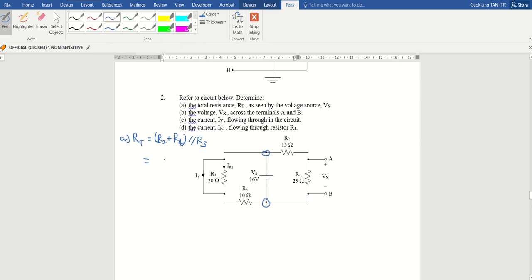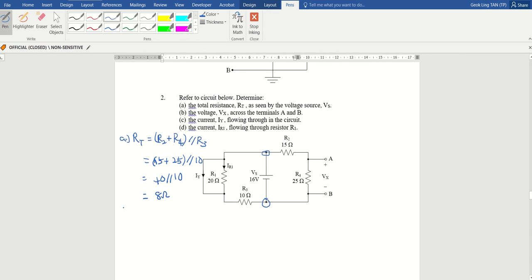Okay, so with that, you substitute the value. R2 is 15 ohm, so 15 plus 25 in parallel with 10. 15 plus 25 will give you 40, right, in parallel with 10. So it gives you 8 ohm. Okay, so that's part A.